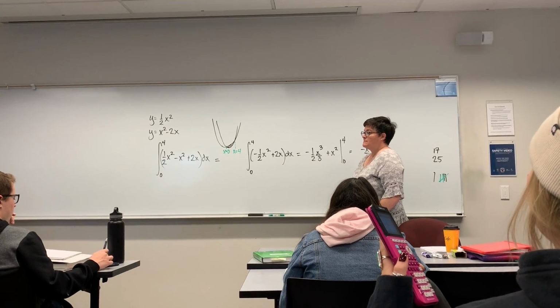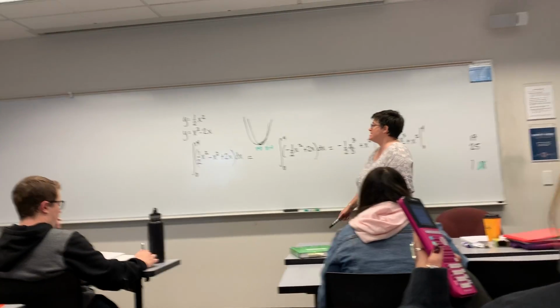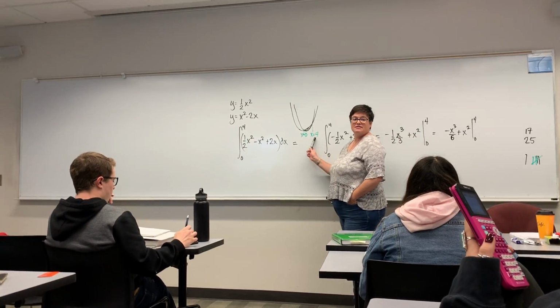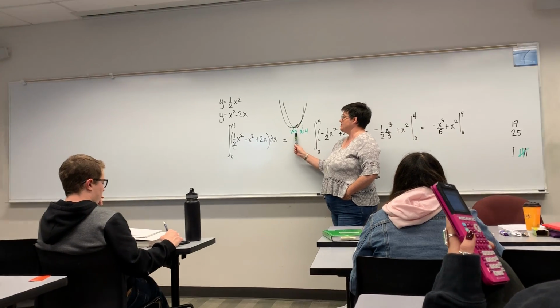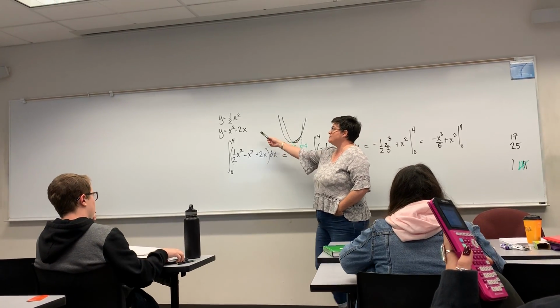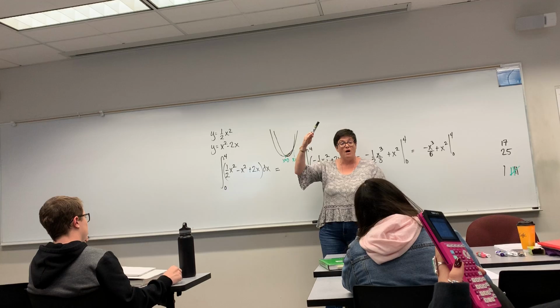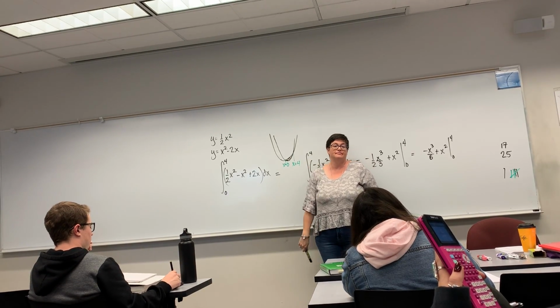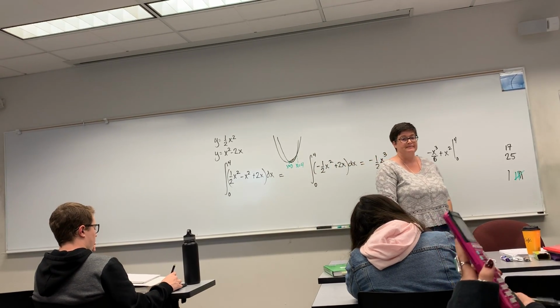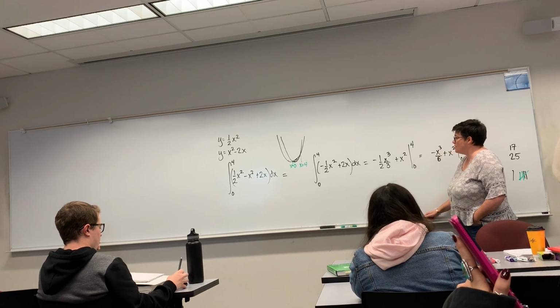How do you know which one's on top? You find a test value between the intersections, like anything between 0 and 4. And you plug it into both functions, and whichever one has a higher y, that's the one on top in that region. Does that make sense? Okay. So that's that.